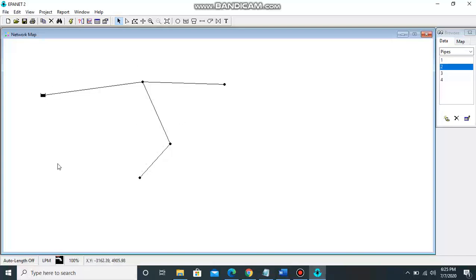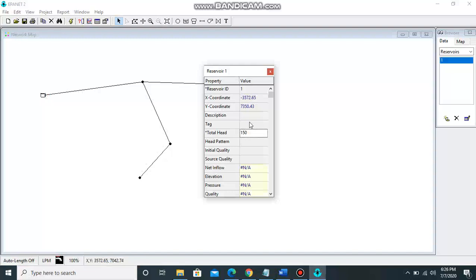But let us discuss first the simplest terms of a water distribution system. So you have a source, this one, a reservoir. Mostly the source in our project is a spring or deep well. So for the reservoir, you must add here the total head. Total head means the elevation of the source and also the velocity head.